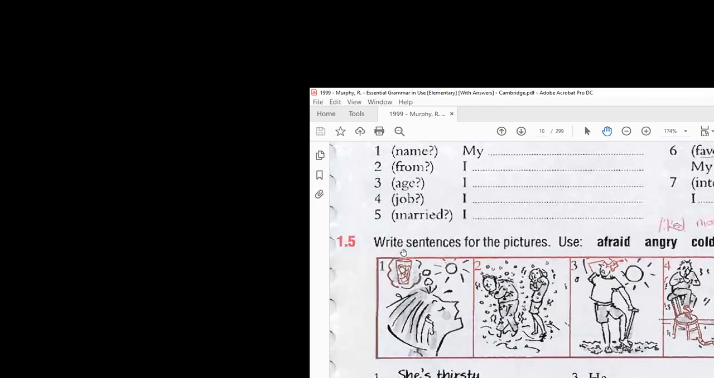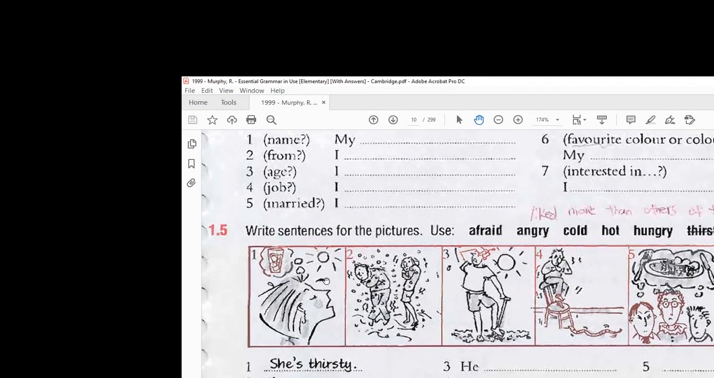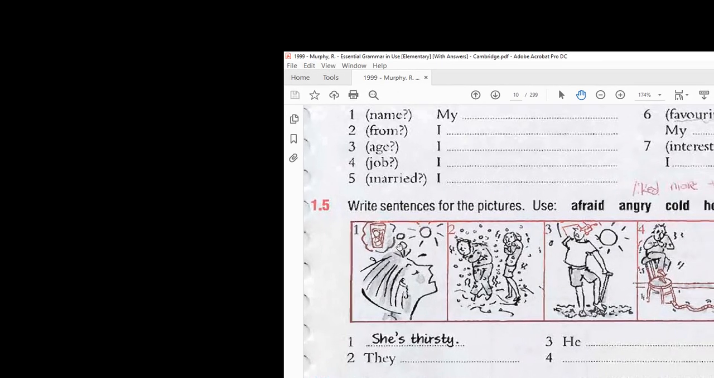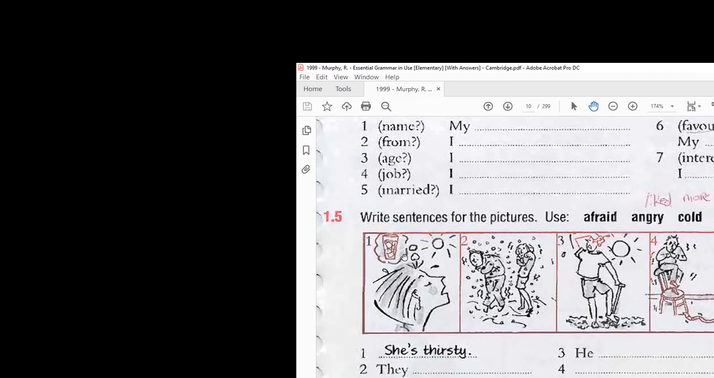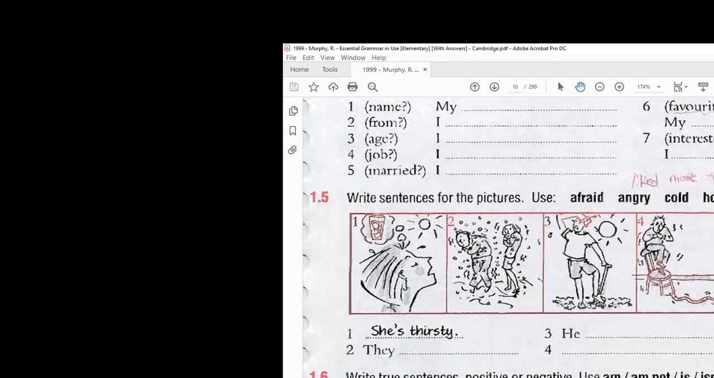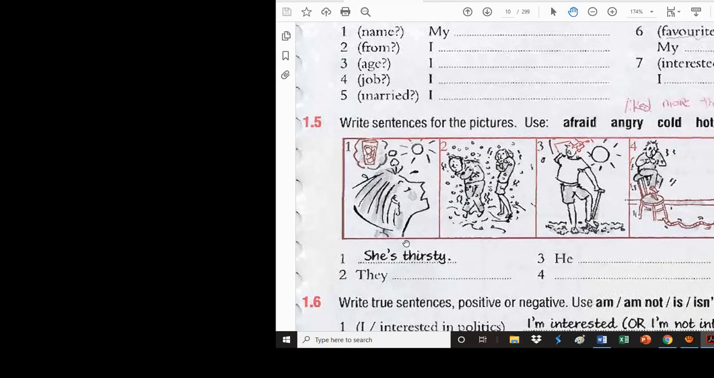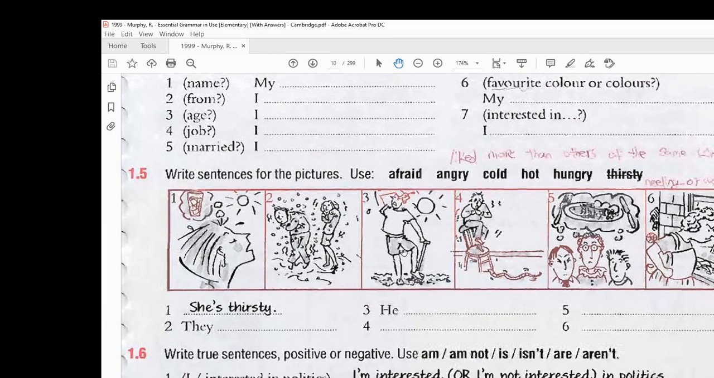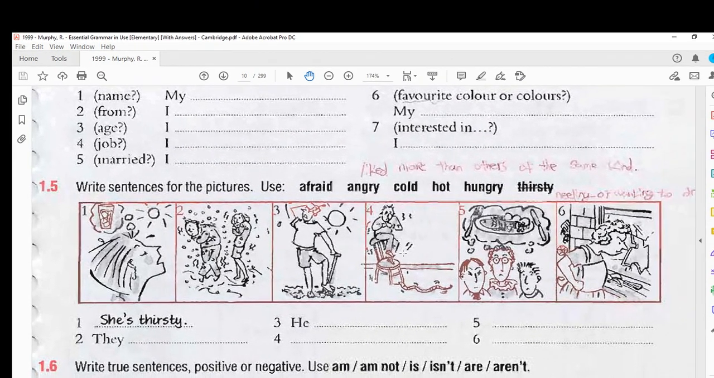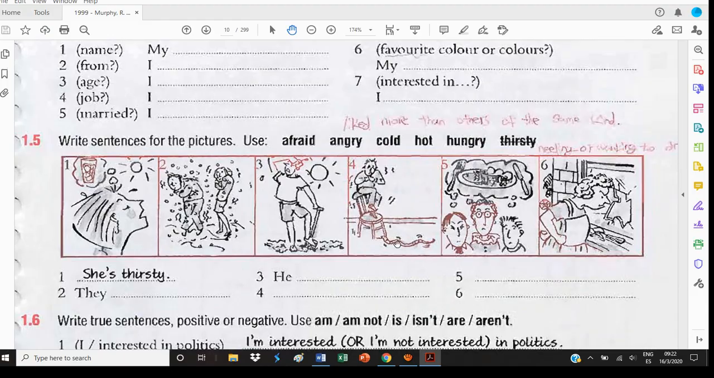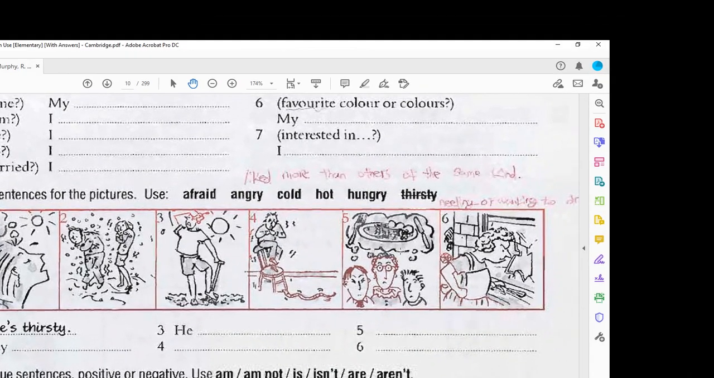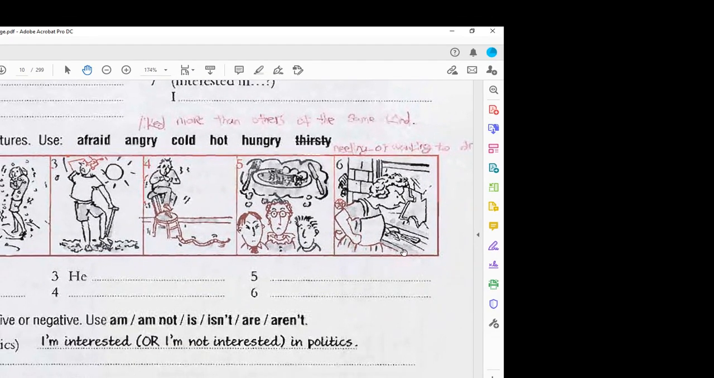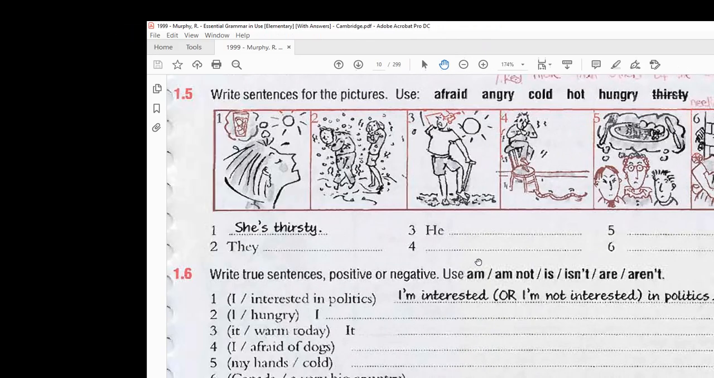Number 5. It says, write sentences from the pictures. You see, this woman is very hot and she's thinking about a glass of cold water, so she might be thirsty. Let's see. Number 1, she's thirsty. Very good. And in this case, they are cold. In this case, he's hot. Yes. In this case, he's afraid of snakes. They are hungry, maybe, or maybe she's angry. Okay, you will decide what to do, and it's in here.